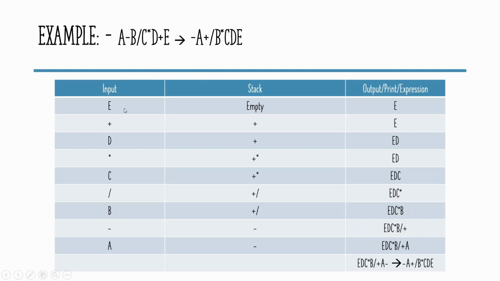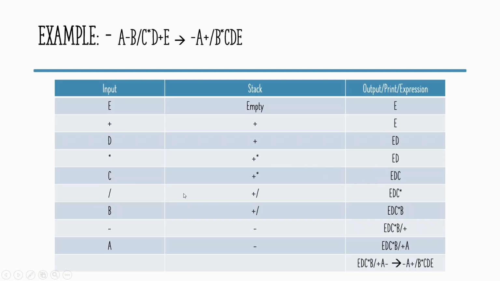So as we know in the rules, if it is an operand, we will simply print or output it. So as it is an operand, it is output. We have got the output. Then we have plus, which is an operator, and as it is plus, it is pushed on the stack. Further we have d, then we have got an output, then we have multiplication. So as it has a higher precedence, we pushed it onto the stack, and we have got ed as well. And then we have got c, so we have the output as edc.